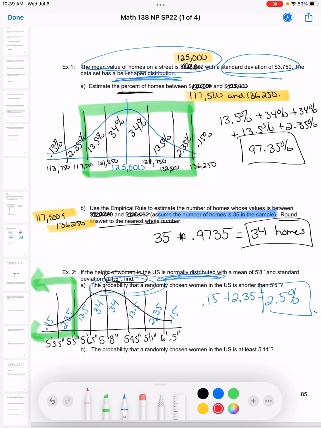Second one here, want to know the probability that the women chosen are at least 5'11". Well, here's 5'11", right here. At least means we're going to be going bigger. So we actually get the same answer here, just a coincidence. So 2.35 and 0.15 equals 2.5%.